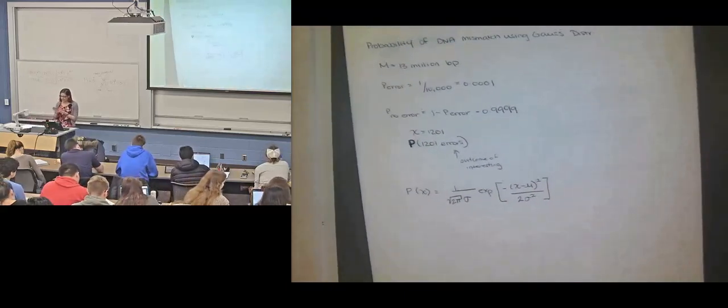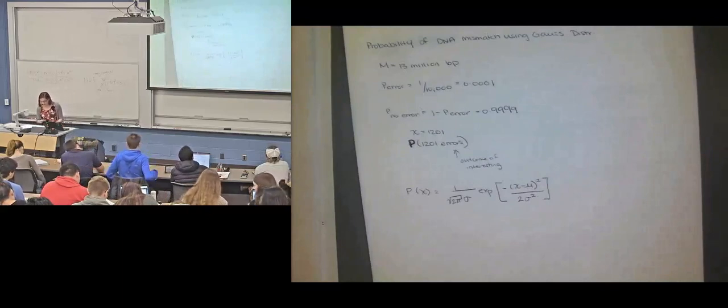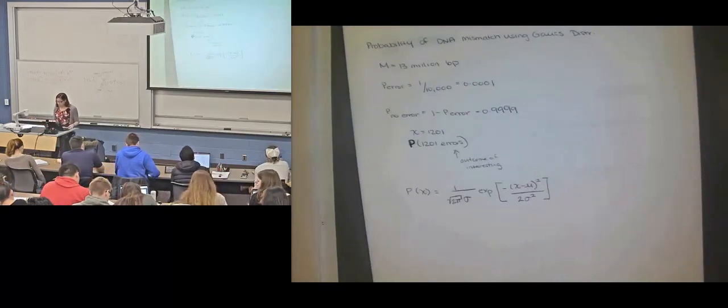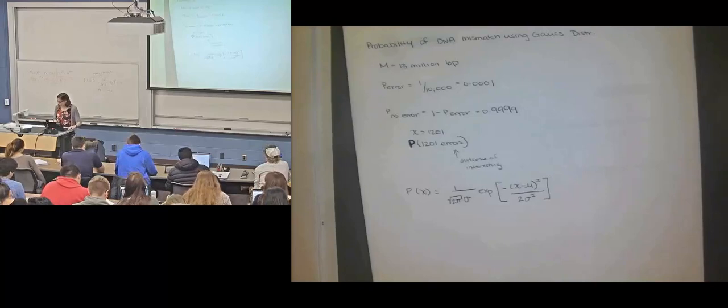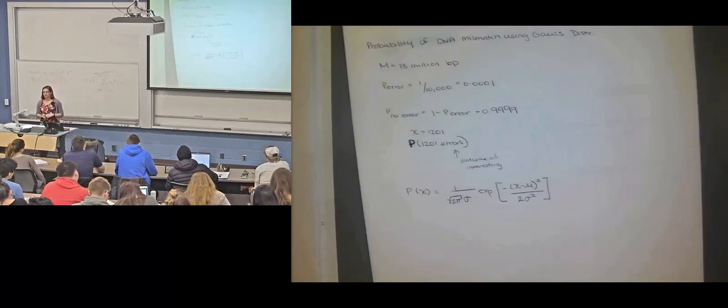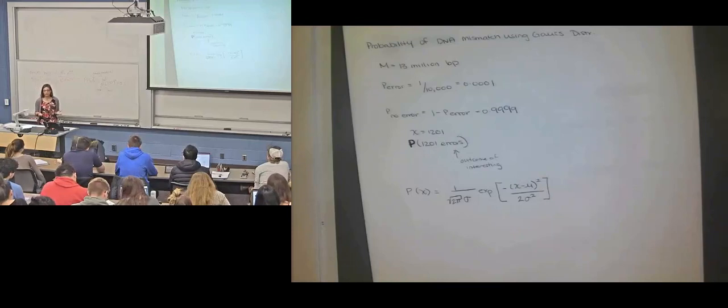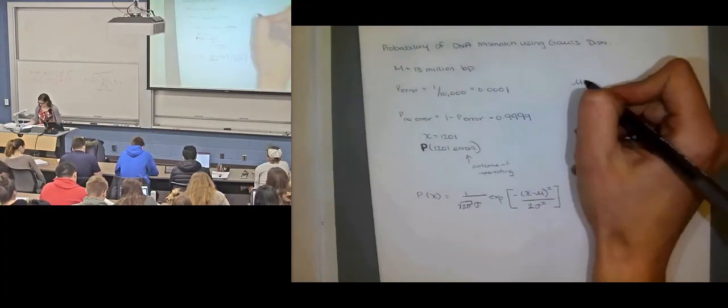Before doing any math whatsoever, okay, what do I expect the probability of 1,201 to be? Probably pretty small, because what is the average number of errors I expect to find? What is that answer? It's mu, it's the mean, right?